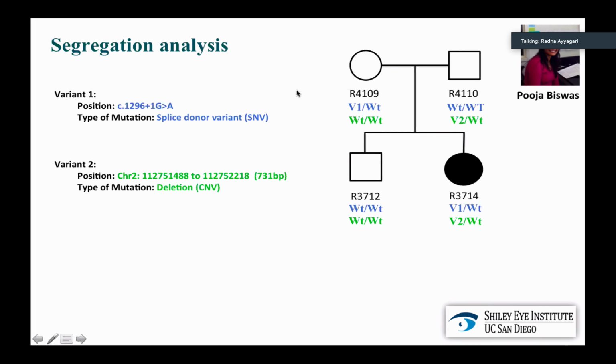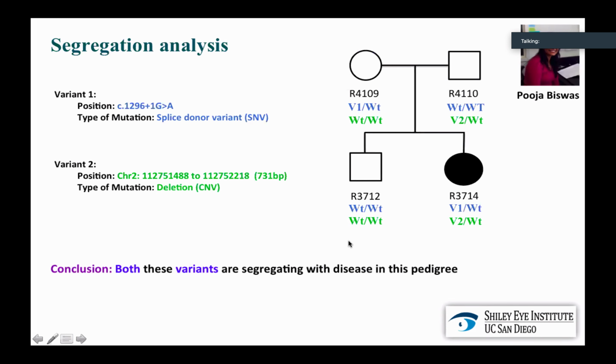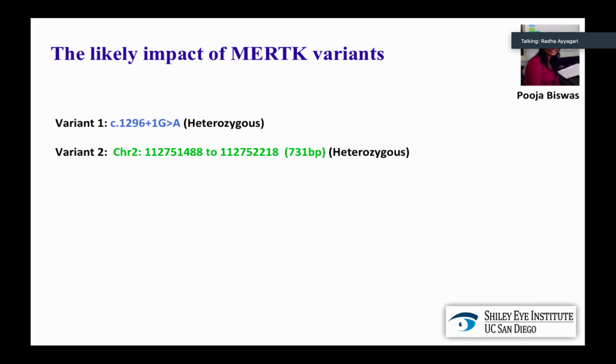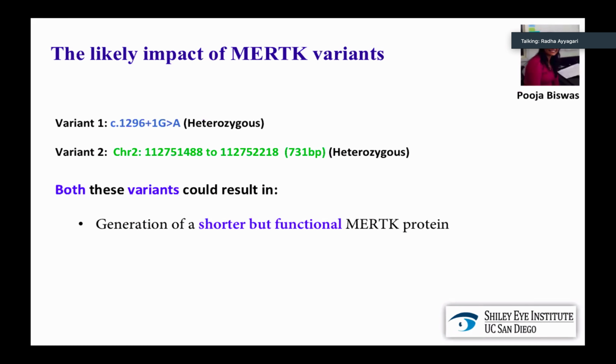When we tested the segregation of these variants, we observed the splice site variant is inherited from the mom, and the deletion variant is inherited from the dad, and her brother did not inherit both these variants. So this suggests these variants are a possible cause of disease in this individual. Both the splice variant and the deletion variant could result in the formation of a short but functional MERTK protein, or it may result in complete loss of MERTK.